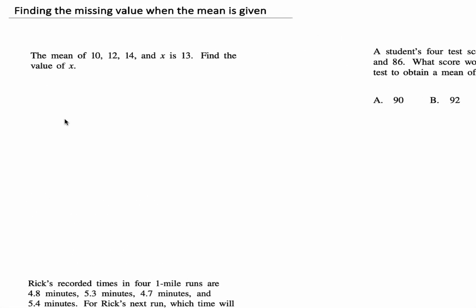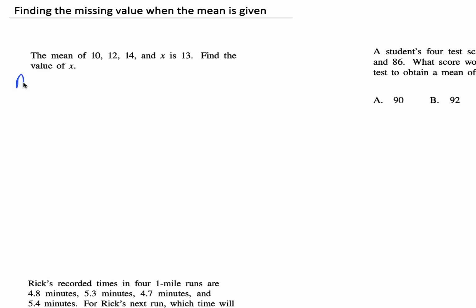I'm also going to show you two ways to do this. So you can do this the arithmetic way or you can do this the algebra way. So let's begin. I'm going to start with the arithmetic way. So it says here that the mean of 10, 12, 14, and x is 13. And we have to find the value of x.